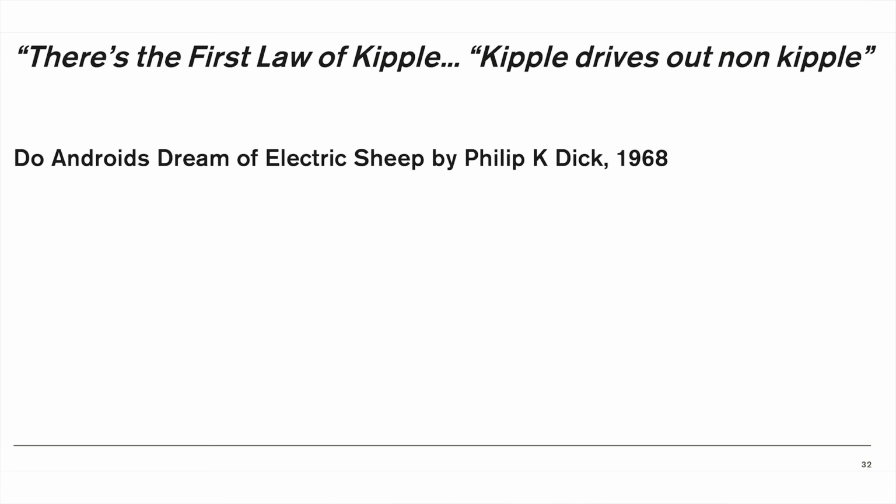And there you go. That's the line that ended it. That's where it came from, the first law of Kipple: Kipple drives out non-Kipple, which is, I think, slightly depressing, but probably very true.